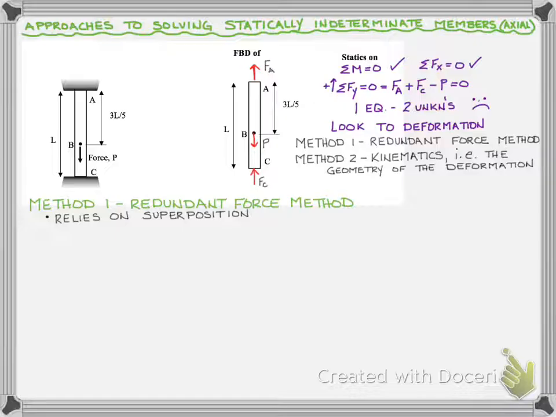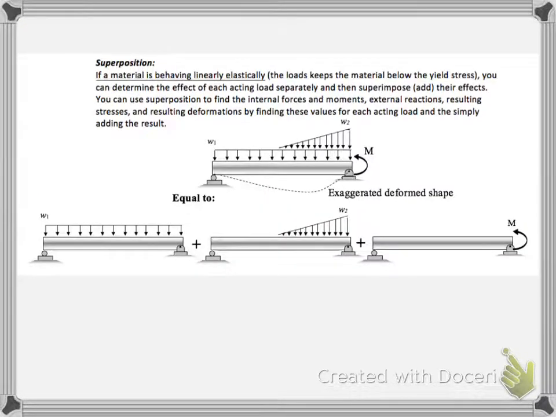We know that the redundant force method, we're going to rely on our good friend superposition. As a quick reminder of superposition, that literally is just when you have a member that's still behaving linearly elastically. It could be a beam, a column. You load it with multiple loads. Well, it's much easier to take apart the different loads and analyze those individually and then sum your results back up. And those results can be deformation, stress, internal shear moment, support reactions, whatever, as long as you stay linearly elastic.